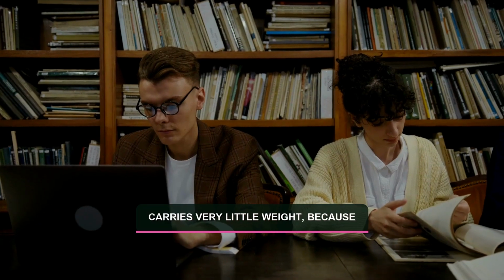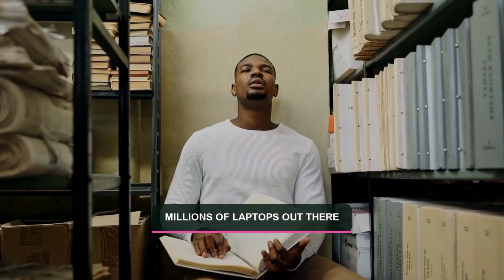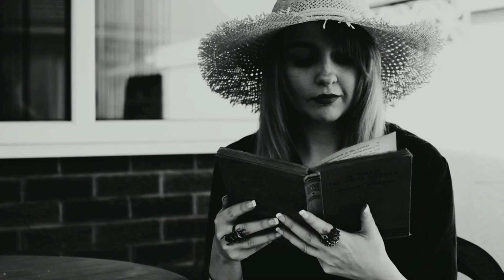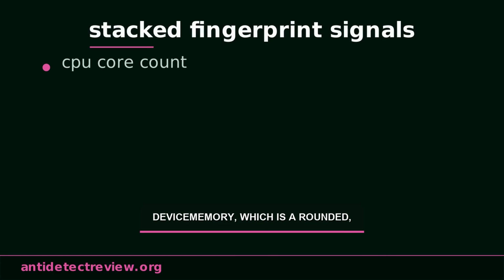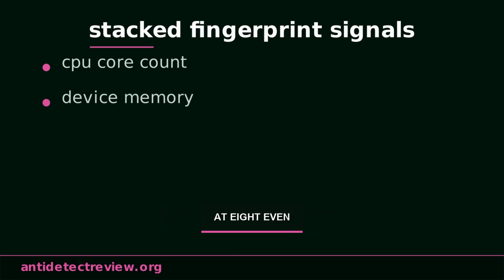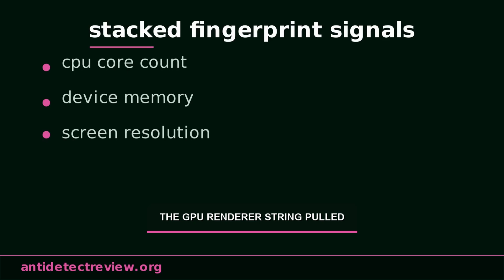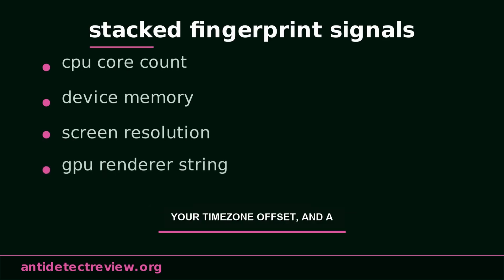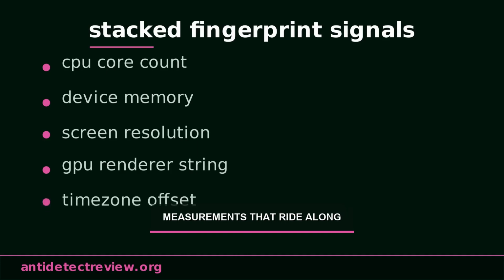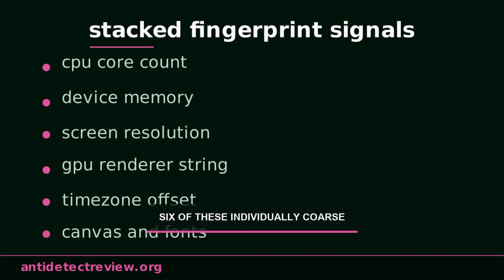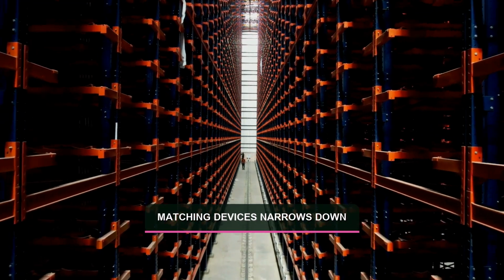On its own, that number carries very little weight because millions of laptops out there report 8 cores, but it never shows up alone in a real fingerprinting script. It gets stacked together with device memory, which is a rounded, deliberately vague RAM figure that Chromium caps at 8 GB even on machines with far more installed, plus screen resolution, the GPU renderer string pulled out through WebGL, your time zone offset, and a handful of font and canvas measurements that ride along quietly in the background. Once you stack 5 or 6 of these individually coarse signals on top of each other, the pool of plausible matching devices narrows down fast.